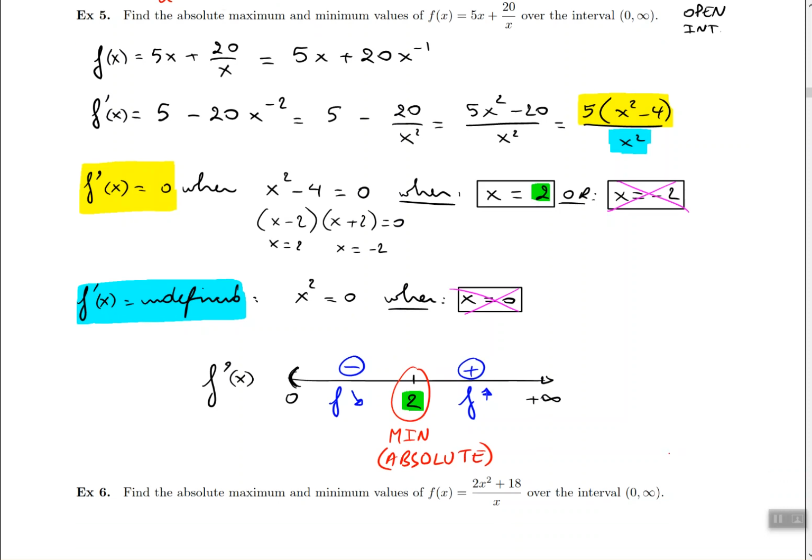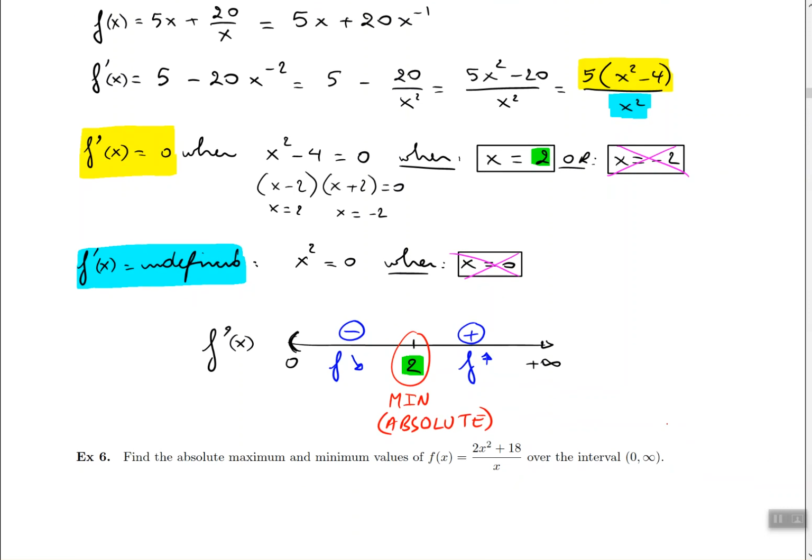Okay, take a look at the next problem and see if you can get the answer, and I'll give you the solution in this video in a minute. So pause the video, find out if the answer matches with mine.